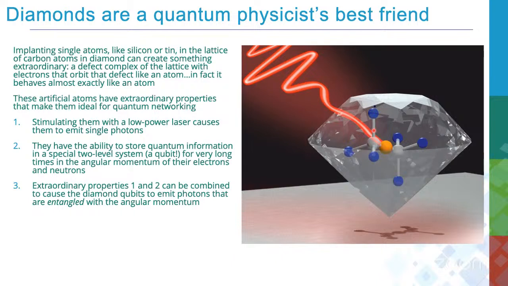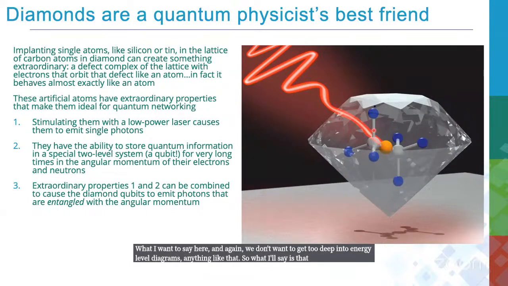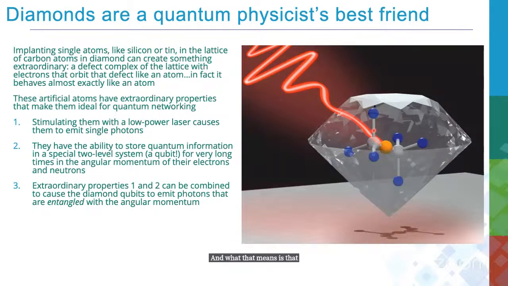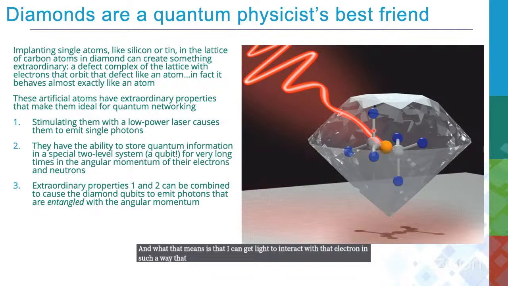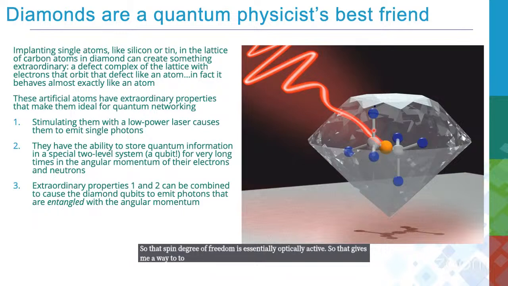What I want to say here, and again, we don't want to get too deep into energy level diagrams, is that the spin from the electron actually determines the energy of the electron if I put it in a magnetic field. And what that means is that whether or not the thing absorbs light or emits light can be made to depend on the spin degree of freedom of the electron. So that spin degree of freedom is essentially optically active. That gives me a way to interact with that qubit with light. So I can stimulate it in such a way to create a particular state of the electronic qubit.